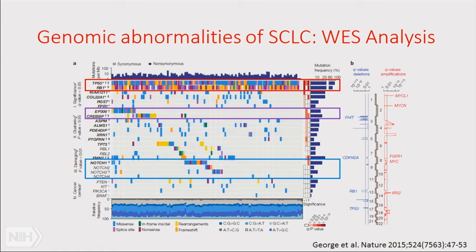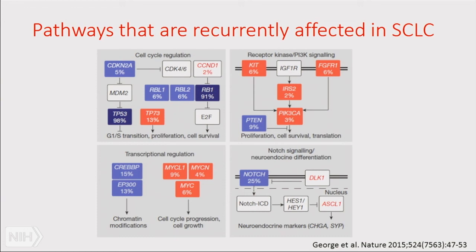All right, so here the authors summarized the pathways that are recurrently affected in small cell lung cancer. So let's look at the top left panel, which shows that P53 and RB1, both of them important checkpoints of the cell cycle, are commonly mutated in small cell lung cancer. So in cases that do not have the RB1 mutation, it was found that cyclin D1 is amplified due to a chromosomal rearrangement so that it can bypass RB1.